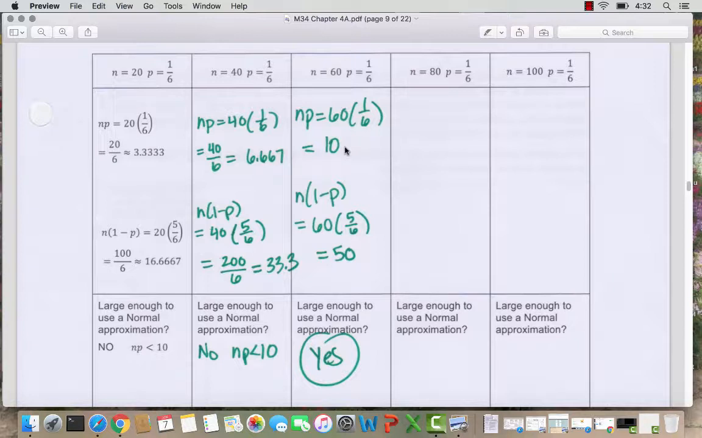For more sureness in your results, you could go to n equals 80 or n equals 100, depending on how many M&Ms you have, so that these would be a reasonable random sample. So we're going to go with n equals 60 because it's just barely large enough that n times p is 10, and we're able to use a normal approximation.